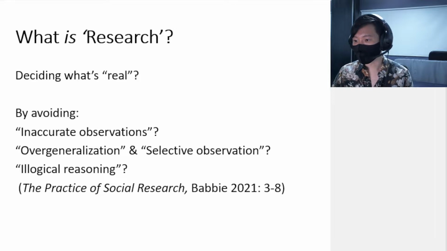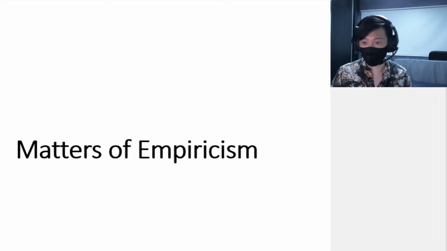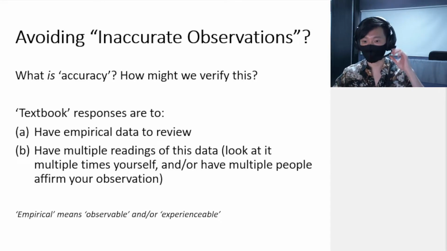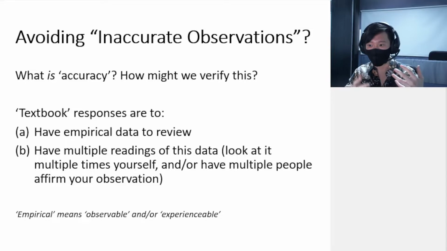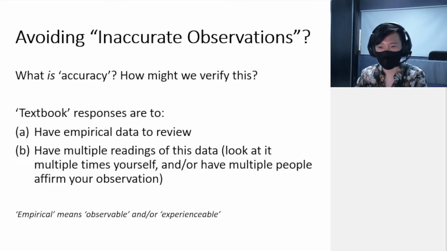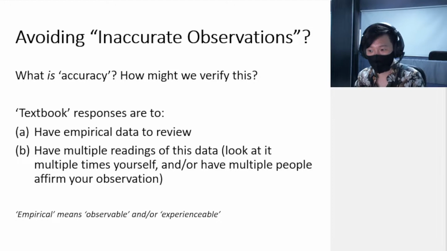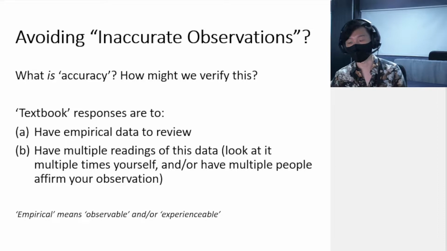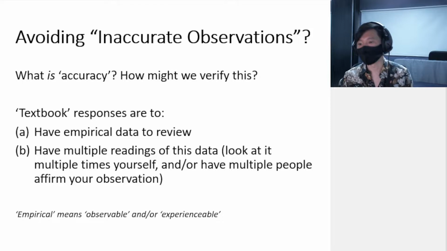So, first, this matter of inaccurate observations. I'm going to discuss them as matters of empiricism because that is how the textbook describes it. Accuracy is described as something you verify by having lots of empirical data to review. You do this multiple times, you have multiple readings, or you have multiple people doing these readings so that can confirm your observations. So, the textbook seems to be claiming that if you have empirical data, you cannot be inaccurate. Empiricism is the solution to this.